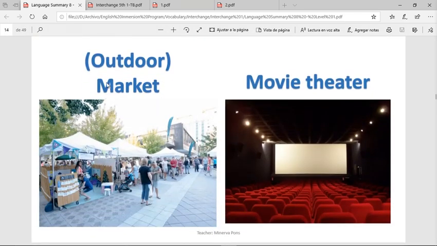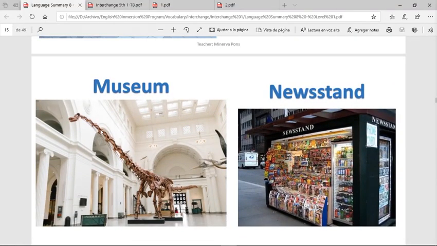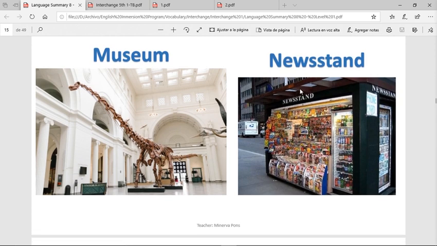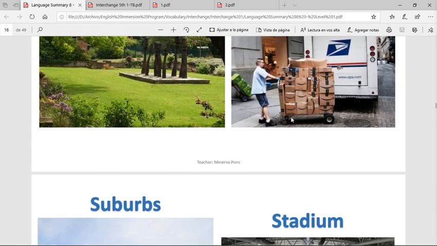Outdoor market is a market outdoors, not in a building, for example. A movie theater. This is a movie theater. You can watch movies here. Museum. A museum. You can see all sorts of history things. A newsstand. Well, a newsstand is a place where you can buy the news, a newspaper, and also some snacks. Park. A park. Post office. The post office is the place where you can send mail or packages.